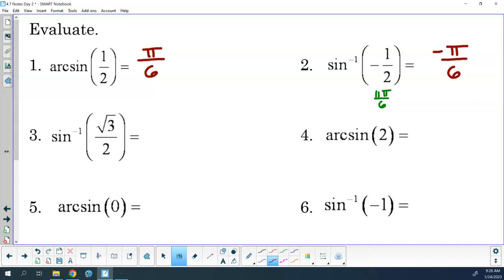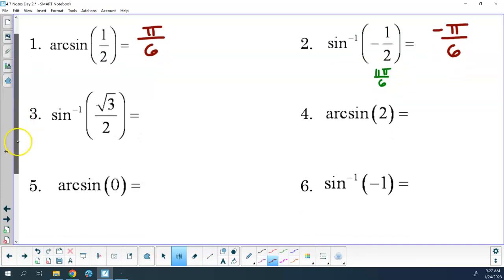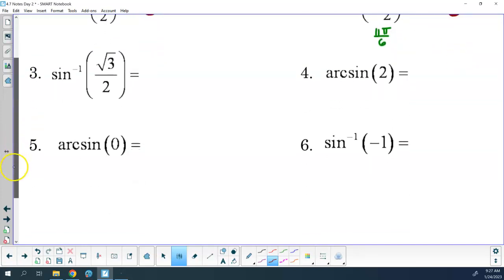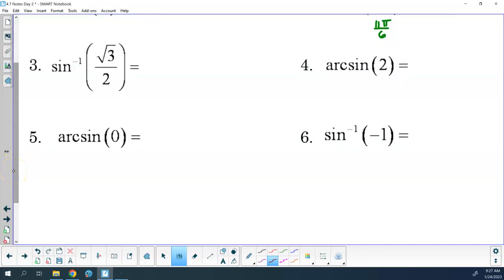What I would like you to do now is take a moment to find me these 4 values, please. Inverse sine of root 3 over 2, arc sine of 2, arc sine of 0, and inverse sine of negative 1. All right, talk to me. Where on the right half of the unit circle is sine root 3 over 2? Pi over 3. Does everybody agree with pi over 3? Love the pi over 3.